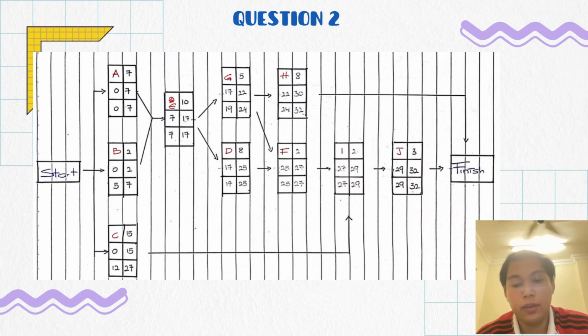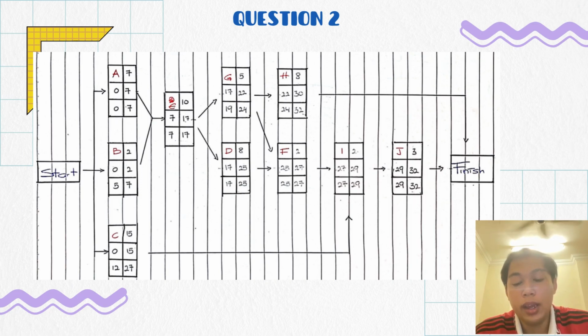To get LF, we take the biggest one from H and J. H has an EF of 30 and J has 32. So we take the EF of J and it becomes the LF. For J, we get 32 for LF, and H also uses 32 for LF. Okay, we go for J first.